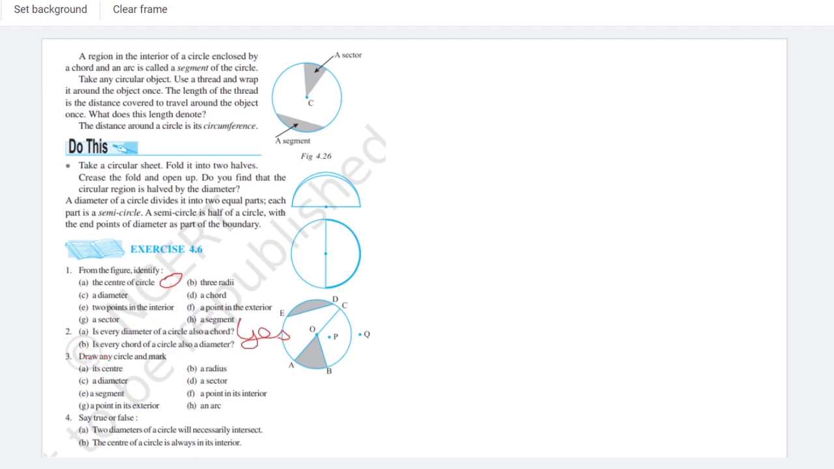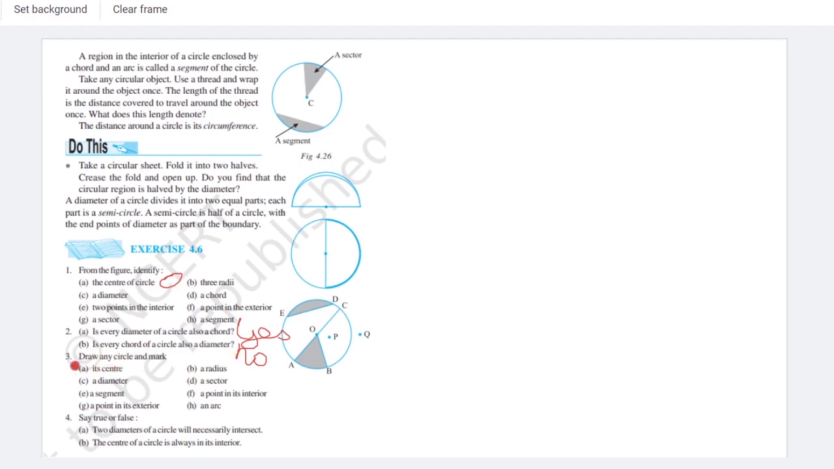Next one, second subdivision B: is every chord of a circle also a diameter? No. Because see, in this figure we saw DE is a chord, one of the chords. So will that be a diameter? No, it does not pass through the center. Diameter means there should be 2 radii, you can divide it as 2 radii. So there is no radius here, and so the answer for this will be no.